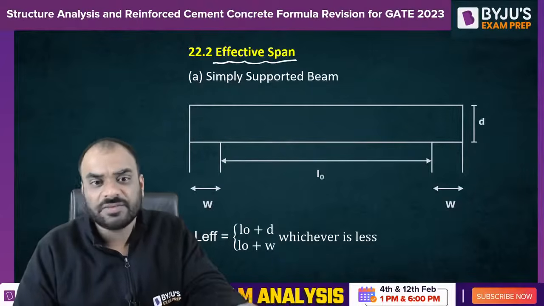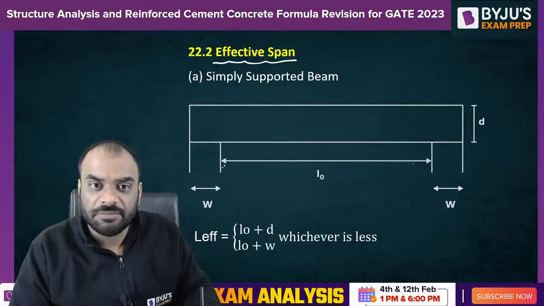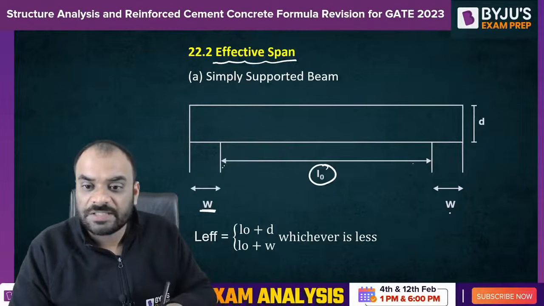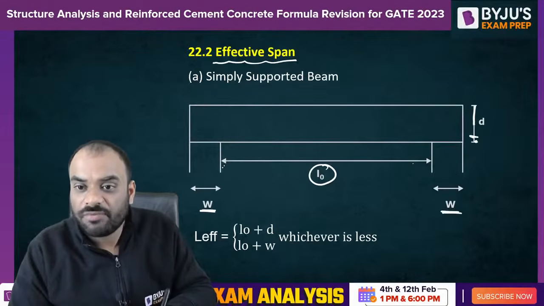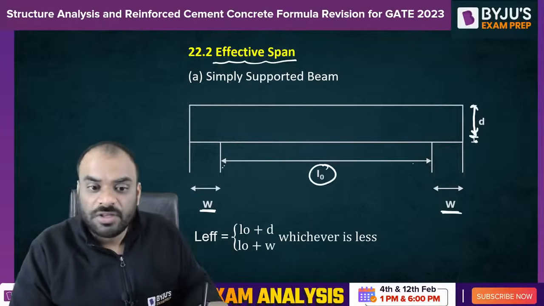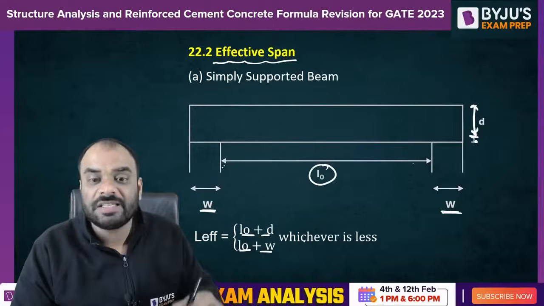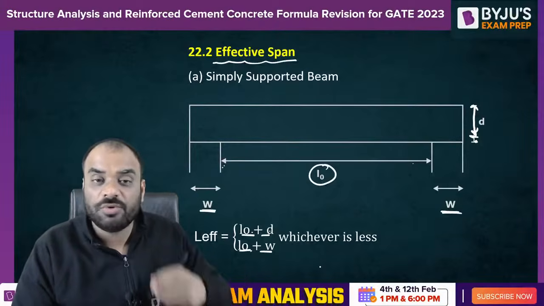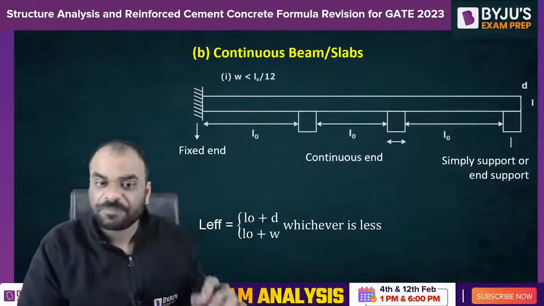Let's understand it, guys. Very easy. Let us suppose this is the clear distance between the support, which is L0. W is the width of support, and D is the effective depth of the beam. So L effective is L0 plus D or L0 plus W, whichever is lesser, that will be your L effective. Clear? L0 plus D or L0 plus W, whichever is lesser, that will be your L effective for simply supported.